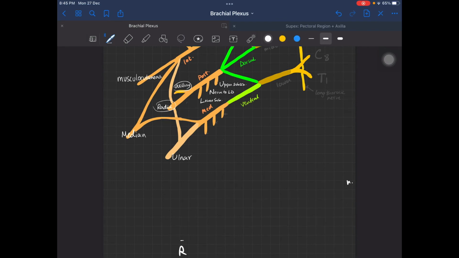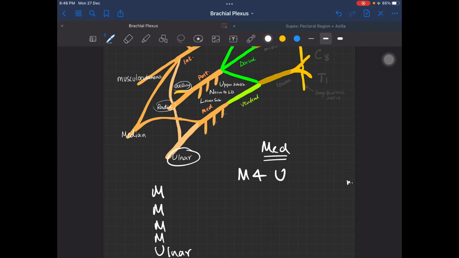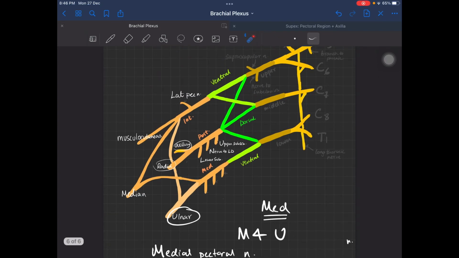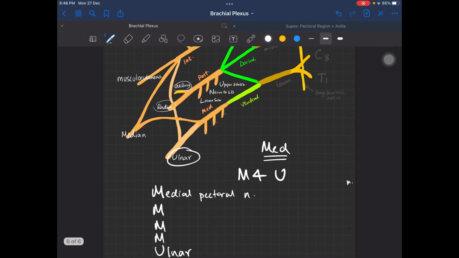All we have left is the medial cord. Medial cord also has a mnemonic. It is M4U. So what does that mean? There are 4 M's and U. U we all know is going to be ulnar. First M stands for medial pectoral nerve. If you remember, the lateral pectoral nerve was emerging from the lateral cord and medial pectoral nerve emerges from the medial cord. So it's poetic justice.